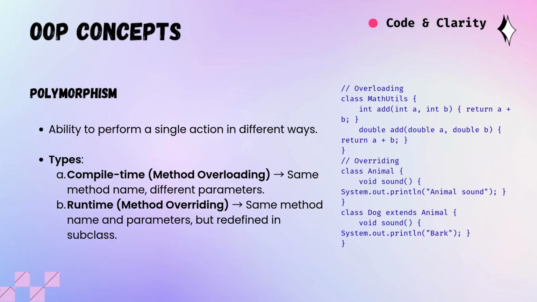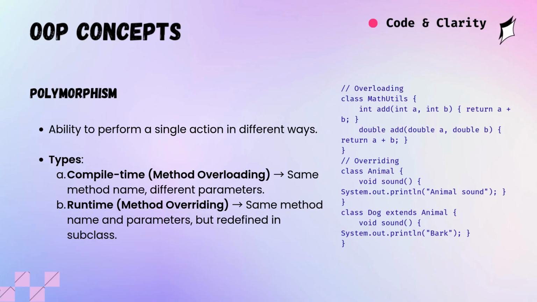Now, what are the two types of polymorphism? Compile time polymorphism and runtime polymorphism. Compile time polymorphism is known as method overloading. In method overloading, we have the same method name but different parameters. And runtime polymorphism is called method overriding. In method overriding, we have the same method name and parameters which are redefined in the subclass.